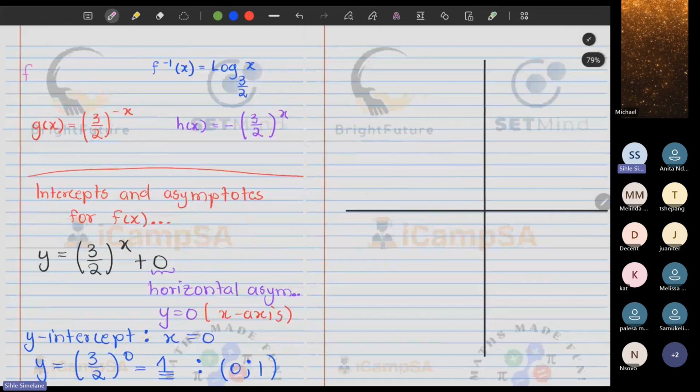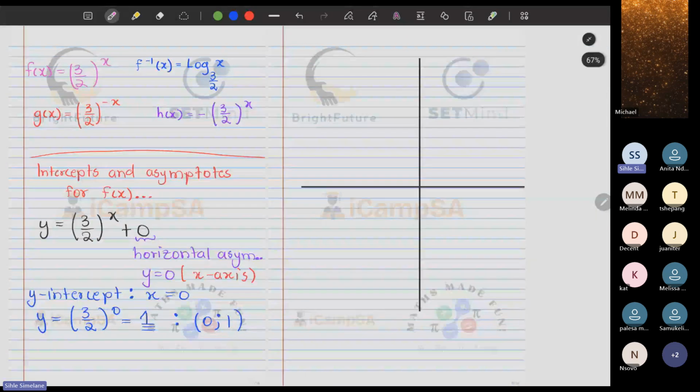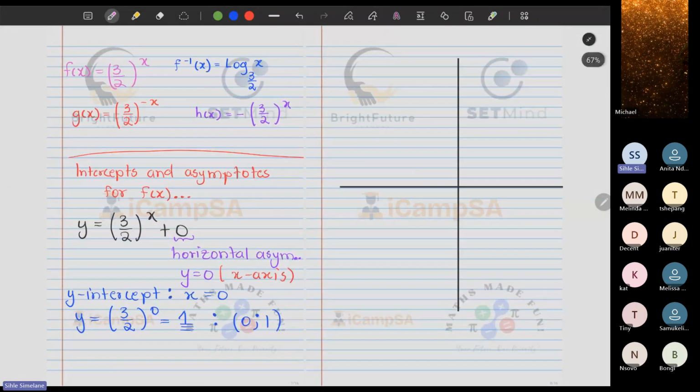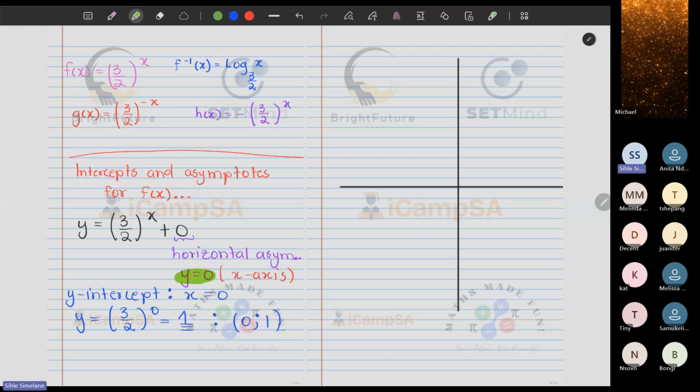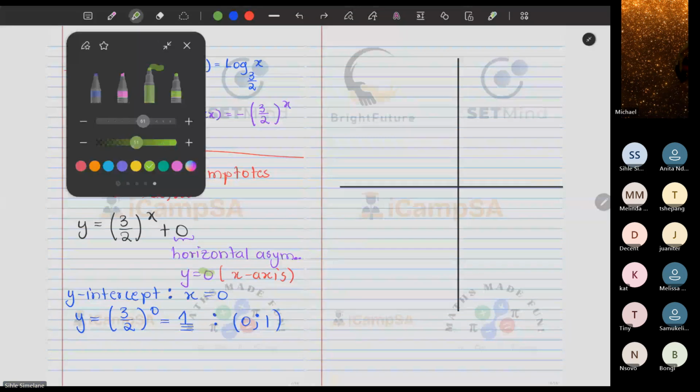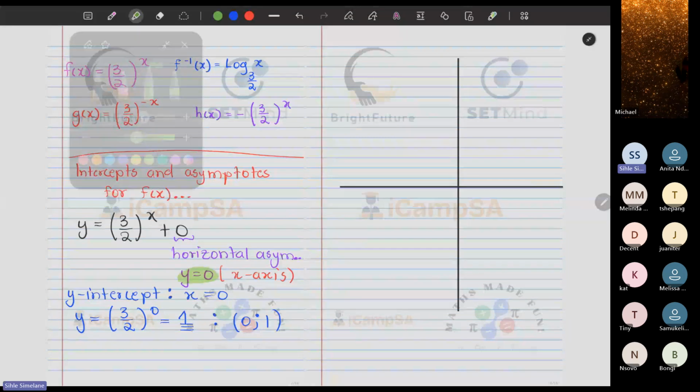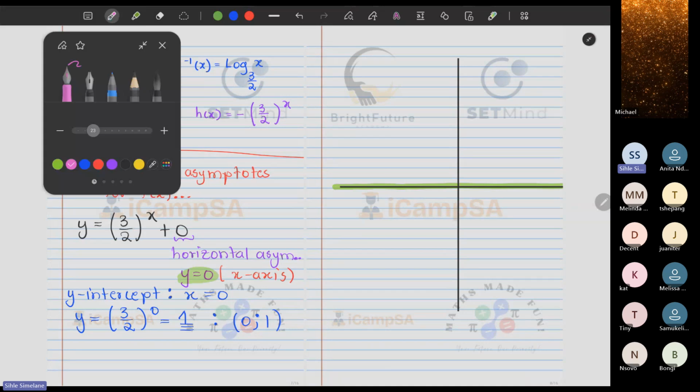So our f of x will be 3 over 2 all to the power of x. If you look carefully, what we found, guys, was that we have a horizontal asymptote, and that horizontal asymptote is at y equals 0. That is where our horizontal asymptote is. I'm going to put on the green line here, it's the line we are not supposed to touch. Then let's go and draw our pink graph.